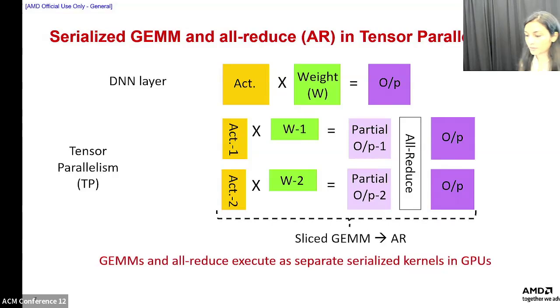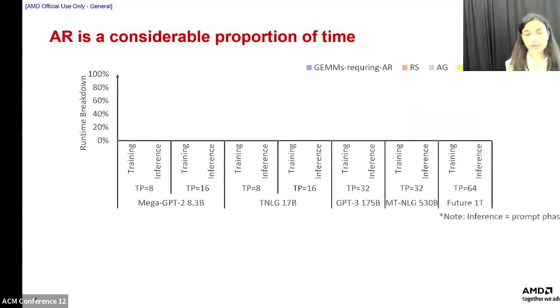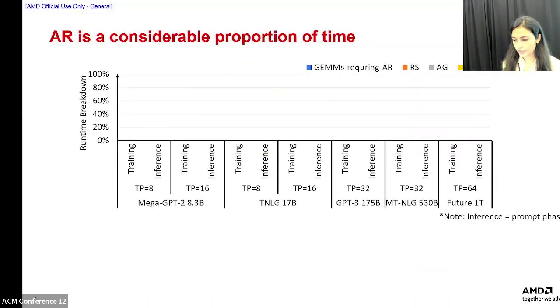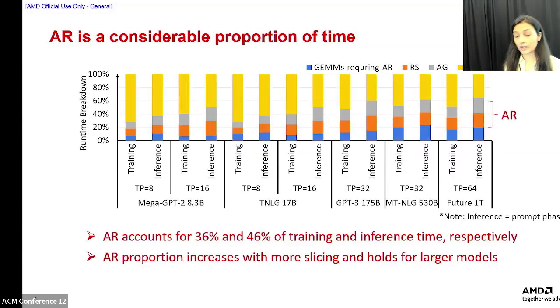To quantify how much time we spend on these all-reduce kernels, this graph shows training and inference setups of some key transformer models using tensor slicing, with larger and future models requiring more slicing. We find that all-reduce can be up to 36 to 46% of training and inference time, respectively. And in general, the proportion of all-reduce increases as you slice a model more, and similarly, it holds for larger models which require more slicing.